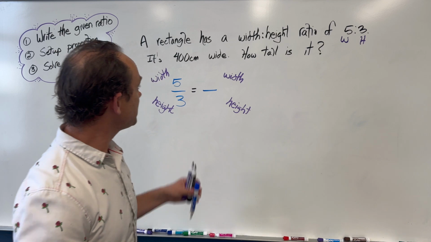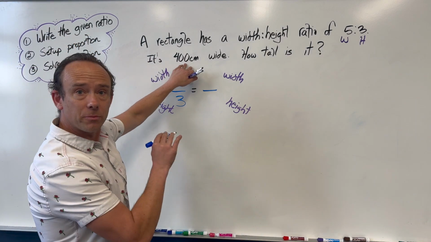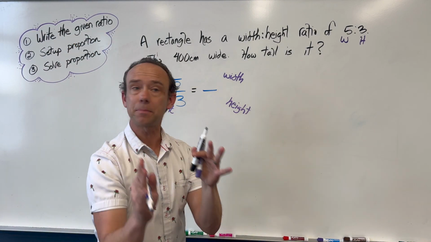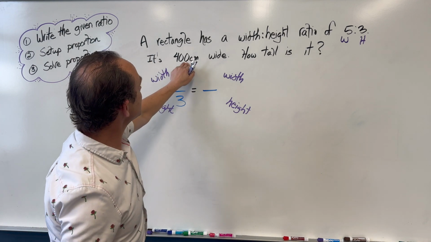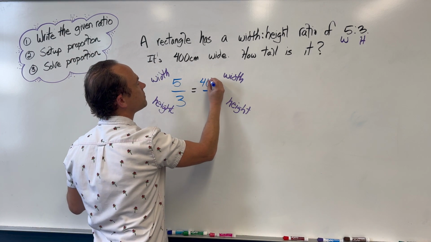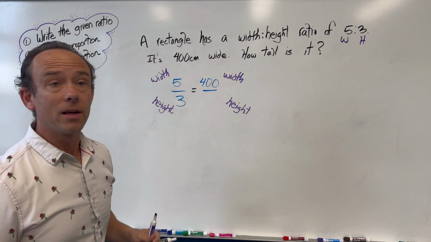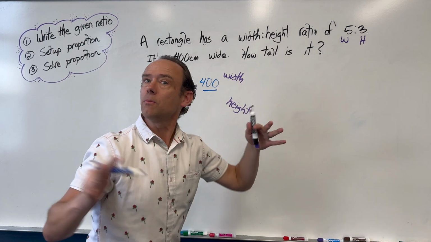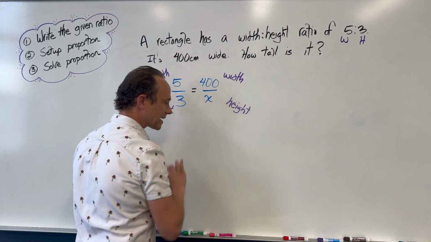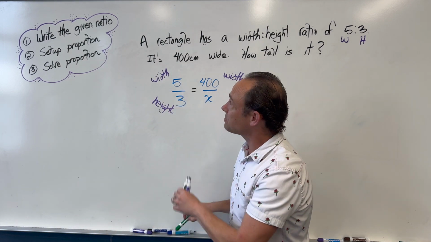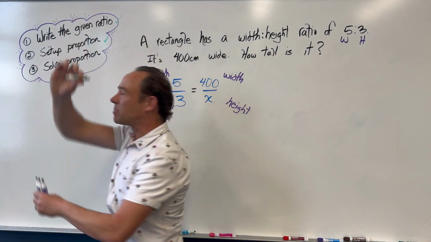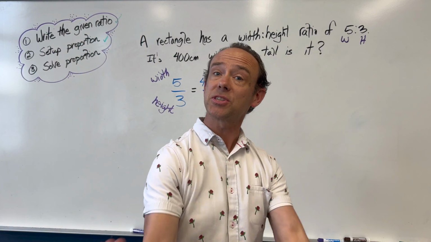So now we're looking up here. So now with the given problem, step number 1 is done. Step 2, we're going to set up that proportion. It says our rectangle is 400 centimeters wide. So we're going to put 400. Now, how tall is it? Oh, beautiful, right? So the height is what we're solving for, x. So as far as our little recipe is concerned, we wrote down a ratio, we set up a proportion. Lastly, all we gotta do is solve it.